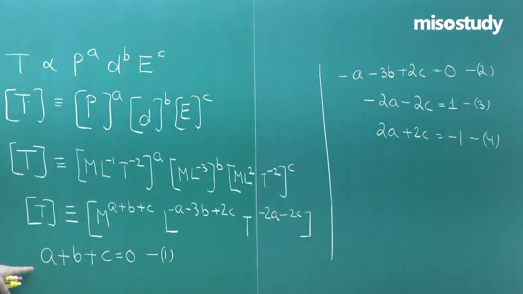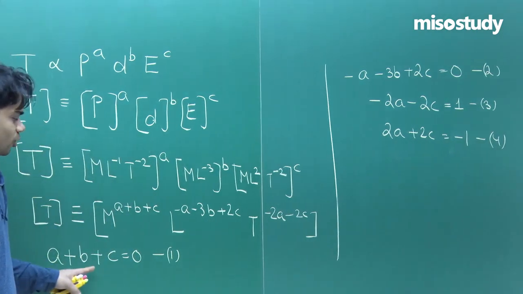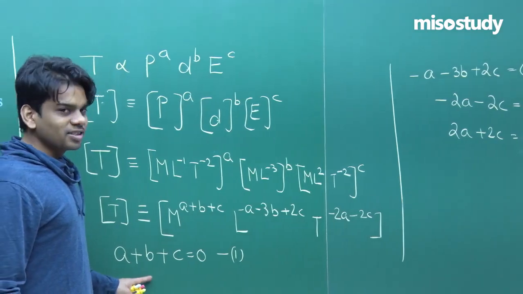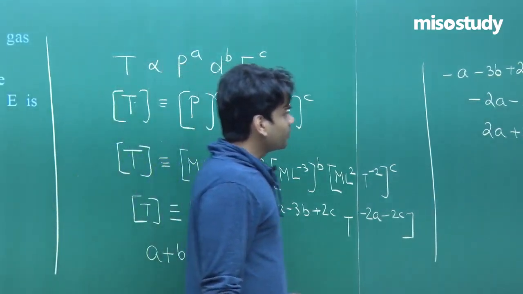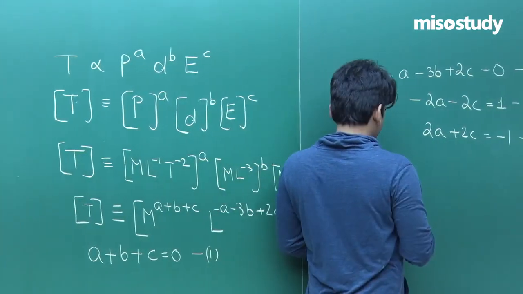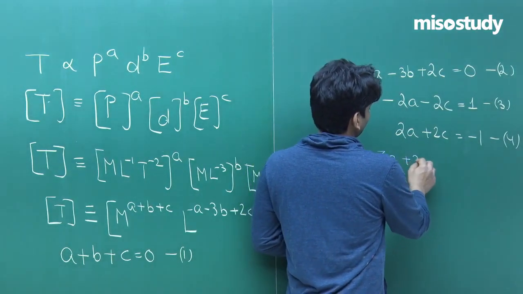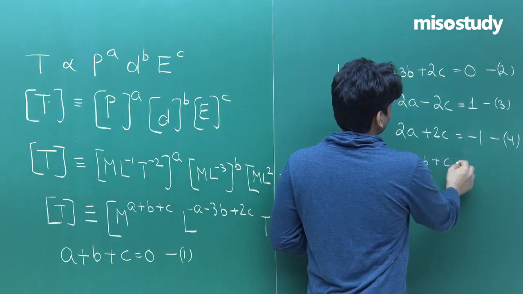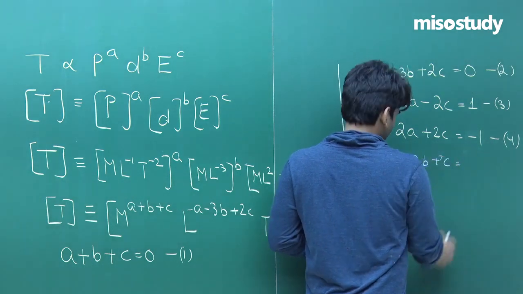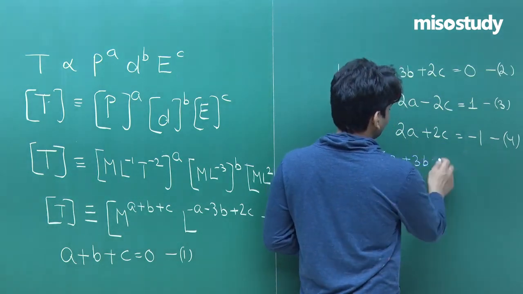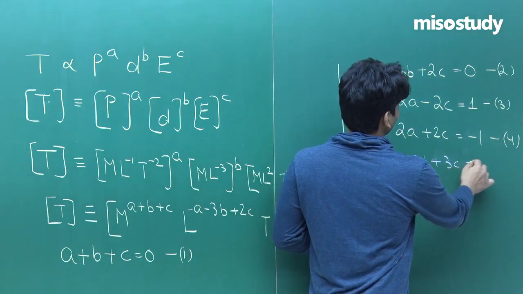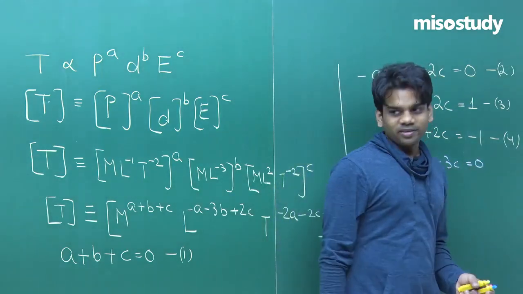Okay, I believe you would have seen this equation number 1, A plus B plus C equals 0. If we multiply by 3 in this equation, see what we are going to obtain. We will be obtaining 3A plus 3B plus 3C is equal to 0. Not a problem, we will be having this.